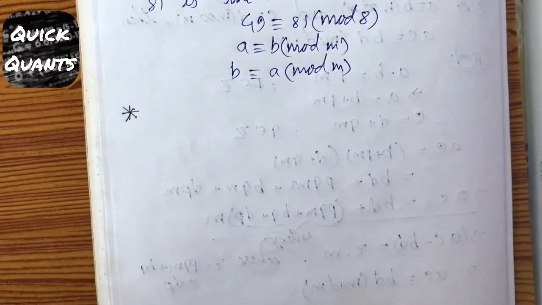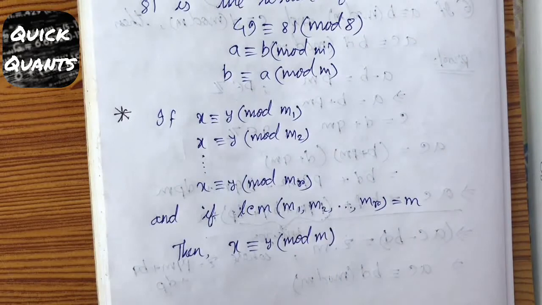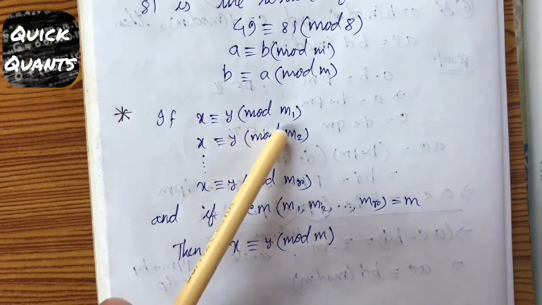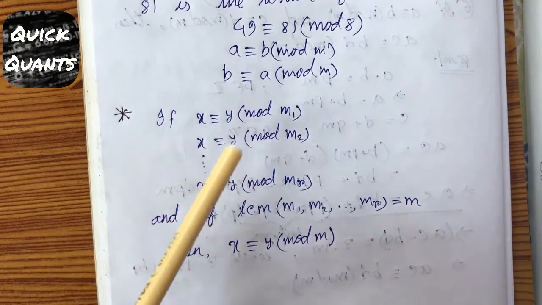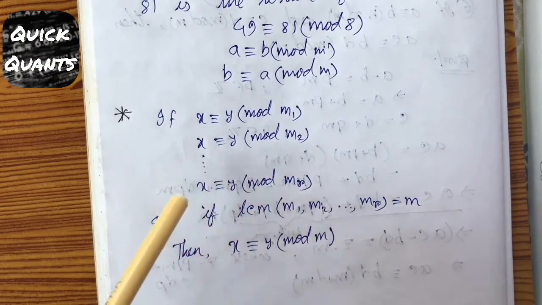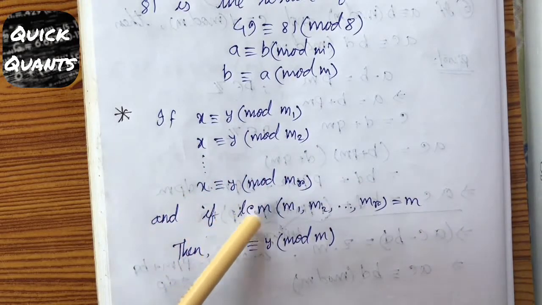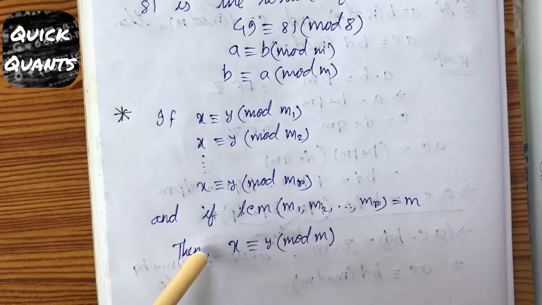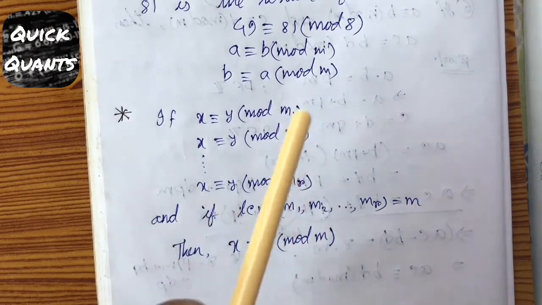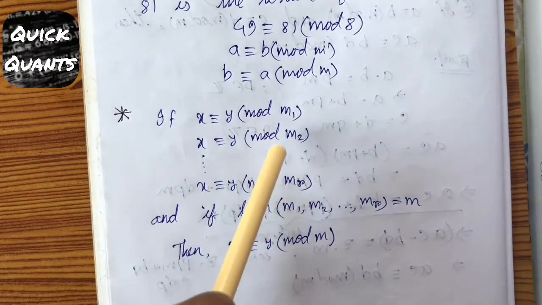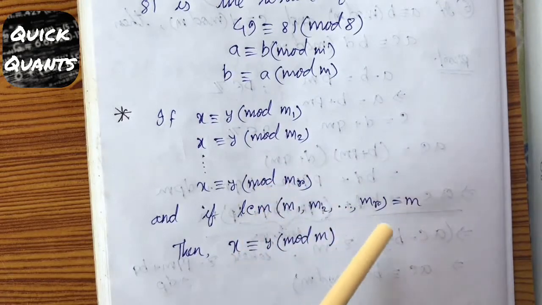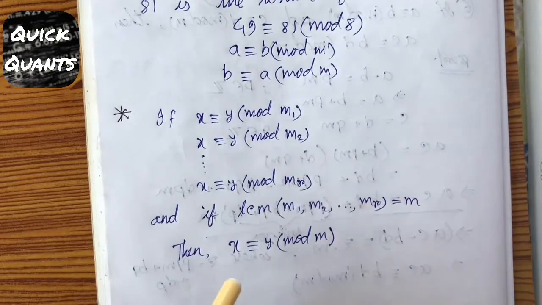Now let's talk about another property. This is also a very important property. This property states that if X is congruent to Y mod M1, X is congruent to Y mod M2, and so on, up to X is congruent to Y mod MR, and also if the LCM of M1, M2, up to MR is M, then we can say X is congruent to Y mod M.